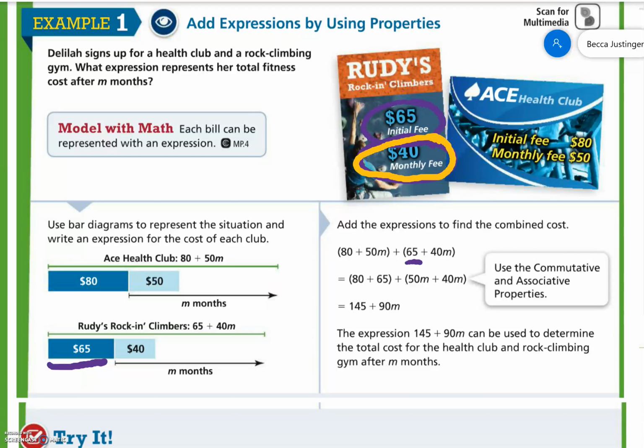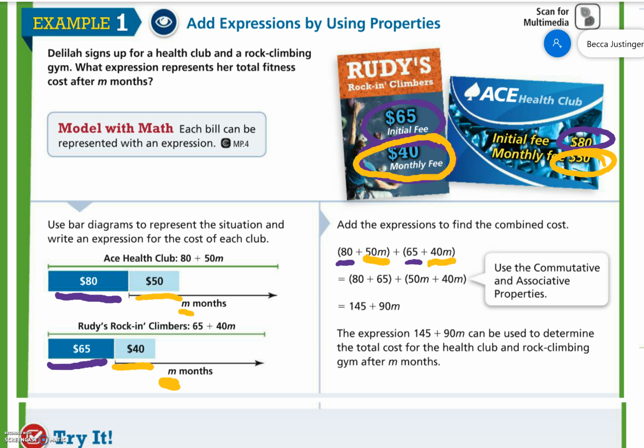So that $40 happens every M months. We don't know how many months there are, so we keep the variable M. Then the ACE Health Club charges her initial fee of $80 and a monthly fee of $50. We don't know how many months again, but it's the same amount of months she's going to the rock climbing, so we can use M again. So that's that 50M. And already you can see my different colors are the like terms.